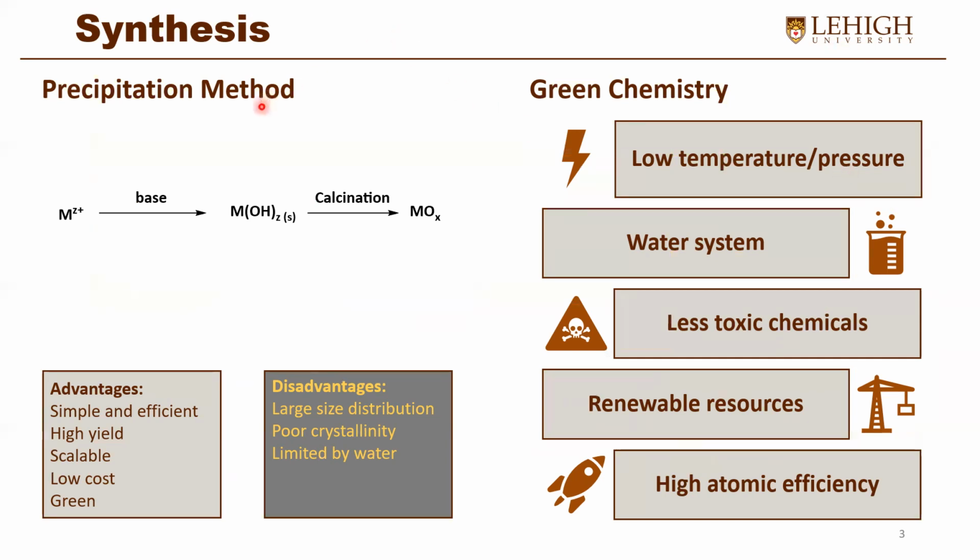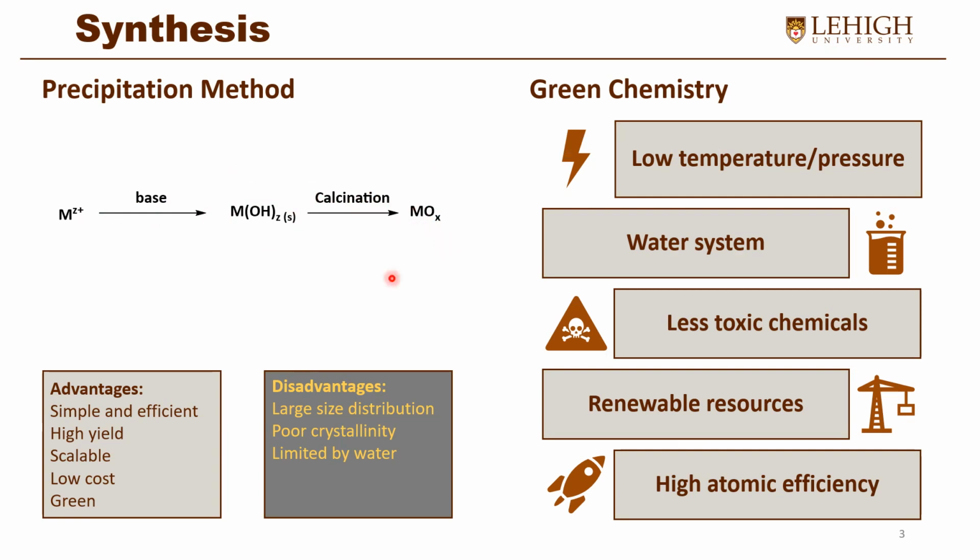The precipitation method in general starts from metal cations in water solution, and we add bases, carbonates, or oxalates. These reagents are called precipitation reagents because they cause precipitation. Here the precipitate could be hydroxide, carbonate, or oxalate. Then the precipitate is collected and calcined at high temperature to form the metal oxide.